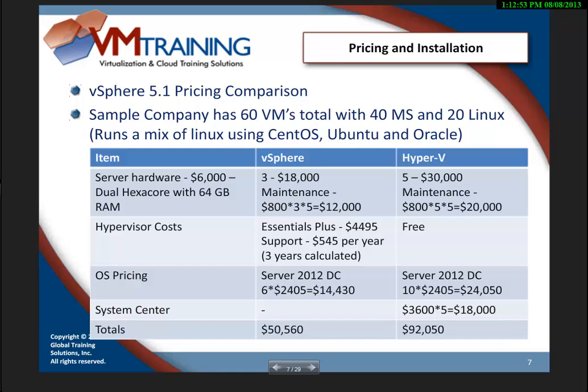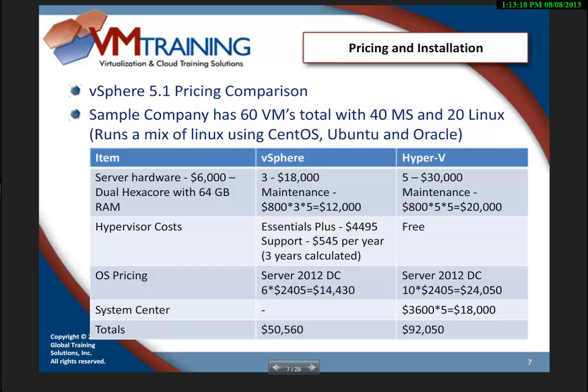With vSphere, we got away with Essentials Plus, which is about $4,500, and then we got about $1,500 for support. For the OSs, using Data Center Server 2012, you pay per socket. Since we got away with 3 servers with vSphere, that would take 6 sockets, and with Hyper-V, it would take about 10 sockets.